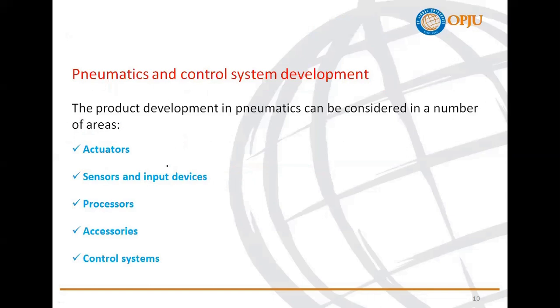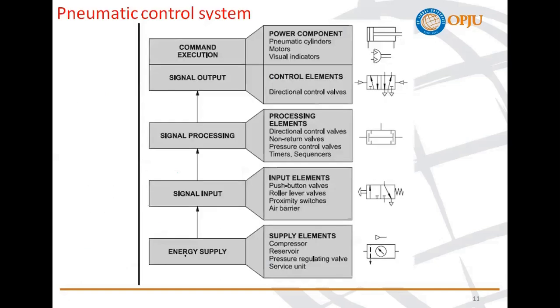Now, in pneumatics and control system development, there are basic components. Those components are the actuators, some inputs and input devices, some processors, various types of accessories, and the control system. Let's see the flow diagram. So this is the basic pneumatic control system.